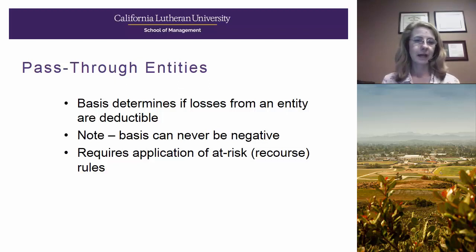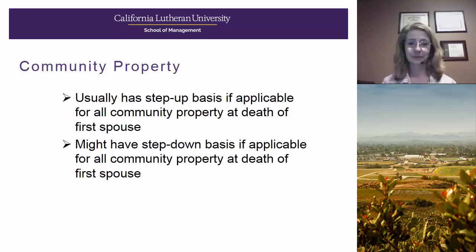So just know that just because your client owns a pass-through entity that is generating losses, that doesn't necessarily mean they're going to be able to take those losses in the current year. And then the other thing to remember for this week's lesson is that basis can never be negative, and that's true of any type of property. It's true of pass-throughs, it's true of other investments, it's true of business assets, it's true of capital gain property. So stay tuned for future weeks for more information about the at-risk rules and how basis plays into that.